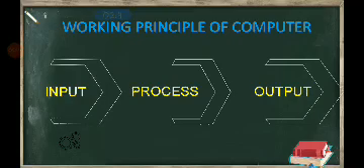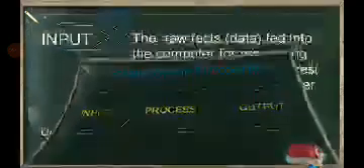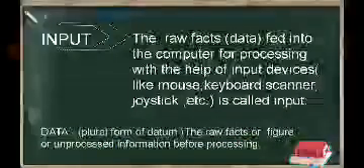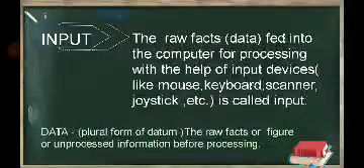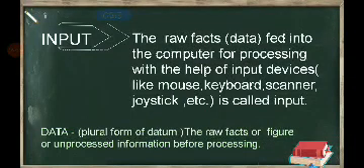Now let's start. What is input? Input is the raw facts. Raw facts means the data. The raw facts or data that is fed into the computer for processing with the help of input devices. With the help of input devices like mouse, keyboard, joystick, scanner, etc., the computer receives the input from the input devices, and that we call an input. Okay, that takes the raw data as an input.